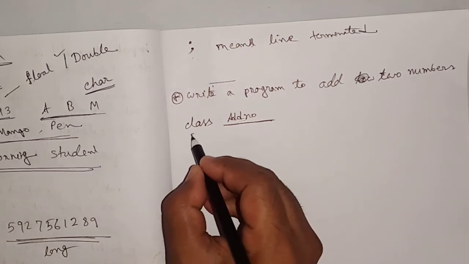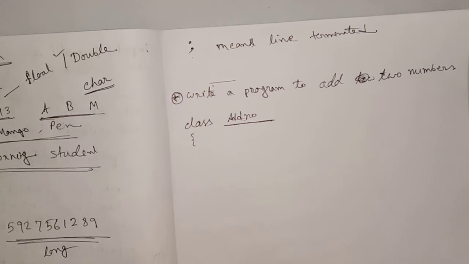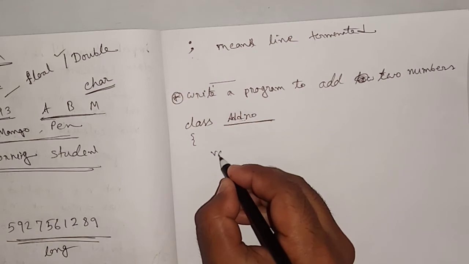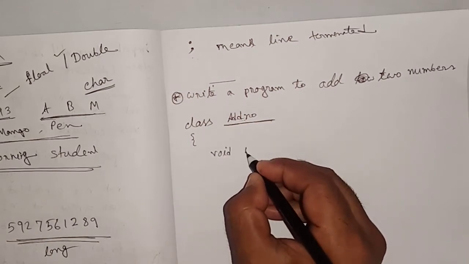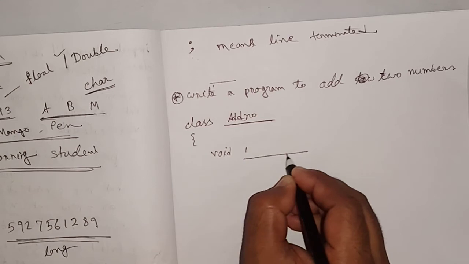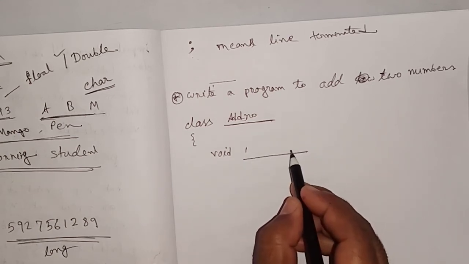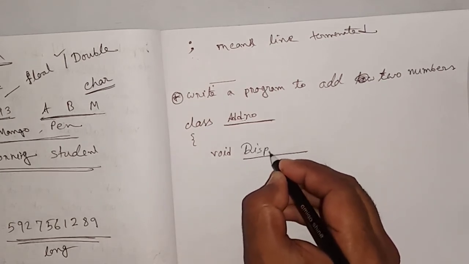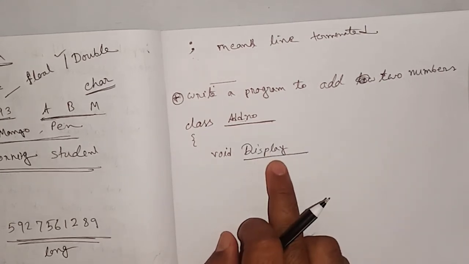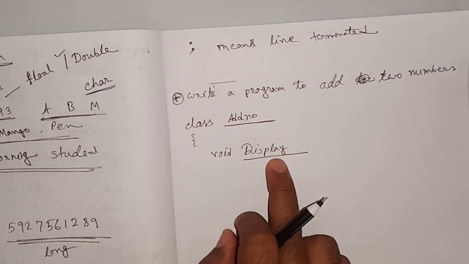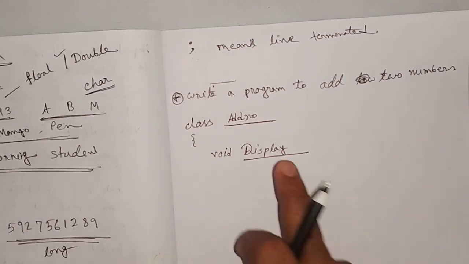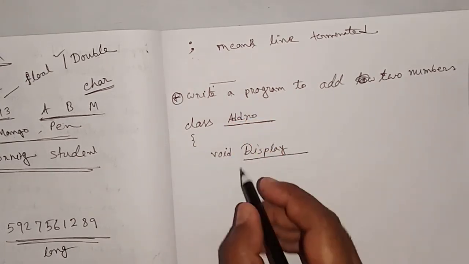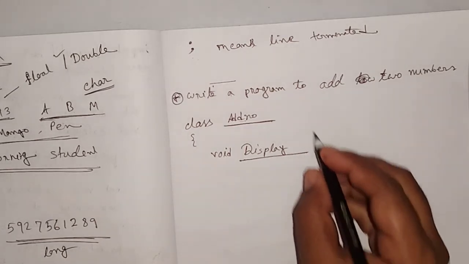Then the second bracket starts. I will tell you the meaning of the second bracket later on. Then I'm writing void. Again an underline, meaning you can provide the name according to your choice. So I'm writing here display. Don't think that because I'm writing display, you must always use display or AddNumber. These are your choice. You write according to your wish or according to the program requirement.